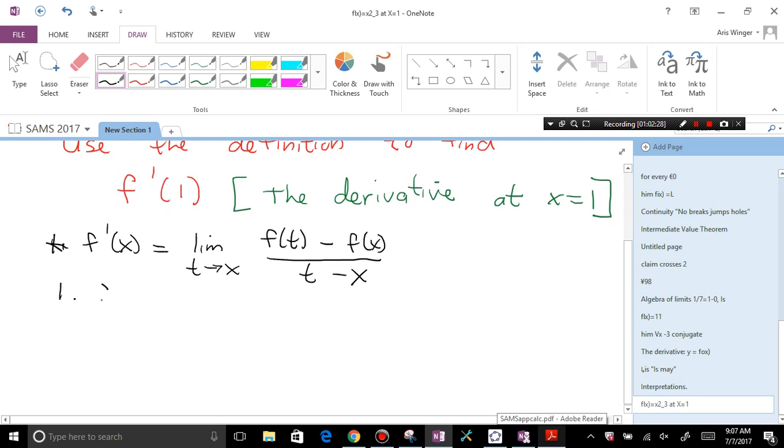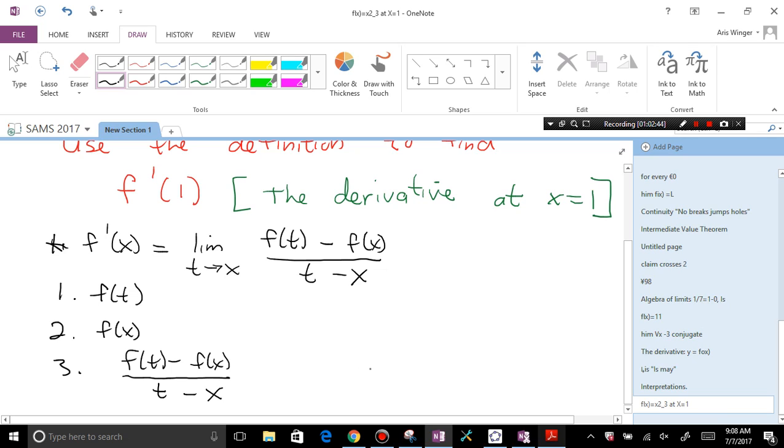1, we need to find f of t. 2, we'll find f of x. 3, we'll do f of t minus f of x. And listen, it is going to be the case that you're going to get 0 over 0 every time, right? And you're going to have to always do algebra to do this problem, right? This is why we talked about limits, right? And then you're going to simplify that, and then you're going to take the limit.